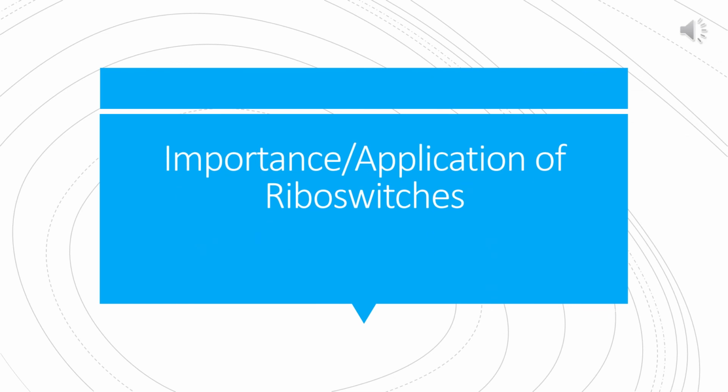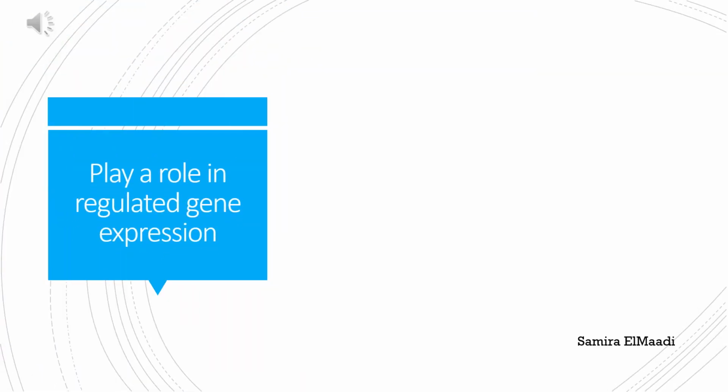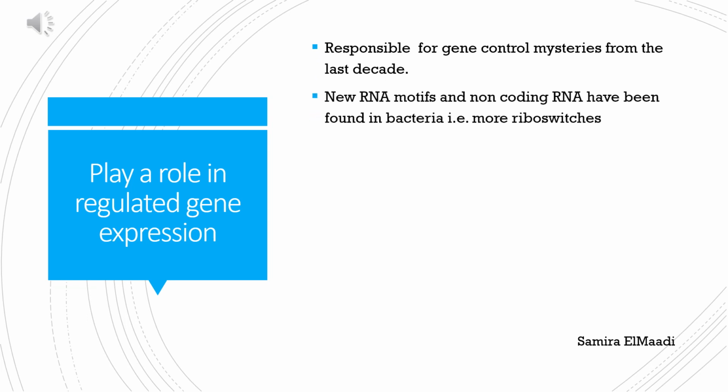Hi, my name is Samira ElMaadi and I will be discussing the importance and application of riboswitches. Riboswitches play a role in gene expression in RNA. Research has shown that they are responsible for a decade worth of gene control mysteries. Recent studies have found numerous new RNA motifs and non-coding RNA in bacteria. This means more riboswitches could be identified.